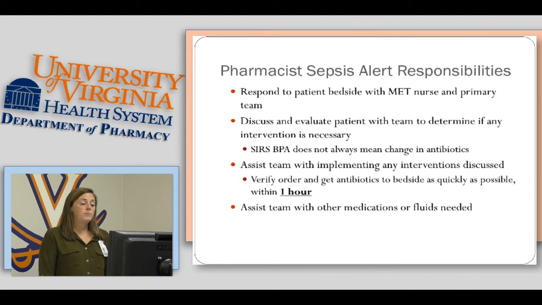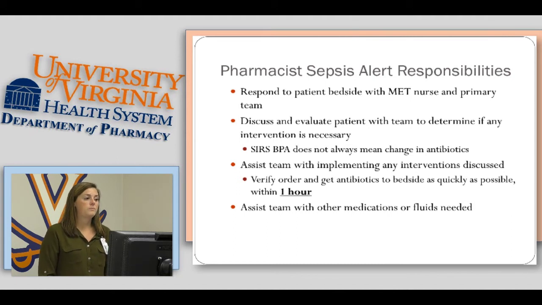But when patients are meeting these SIRS criteria, they should always be evaluated by their physicians and nurses and a pharmacist as well. And the pharmacist should also assist the team with implementing any interventions that are discussed. So if there is a decision to start antibiotics or to change antibiotic therapy, then a pharmacist should always make sure that the order is inputted by the physician, and then the pharmacist should verify it as soon as possible, determining whether it's appropriate for this patient and what they discussed with the team.